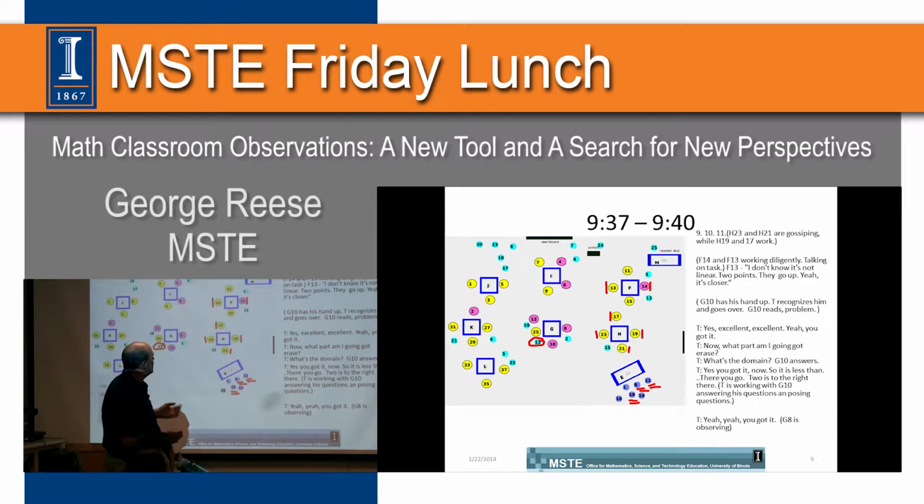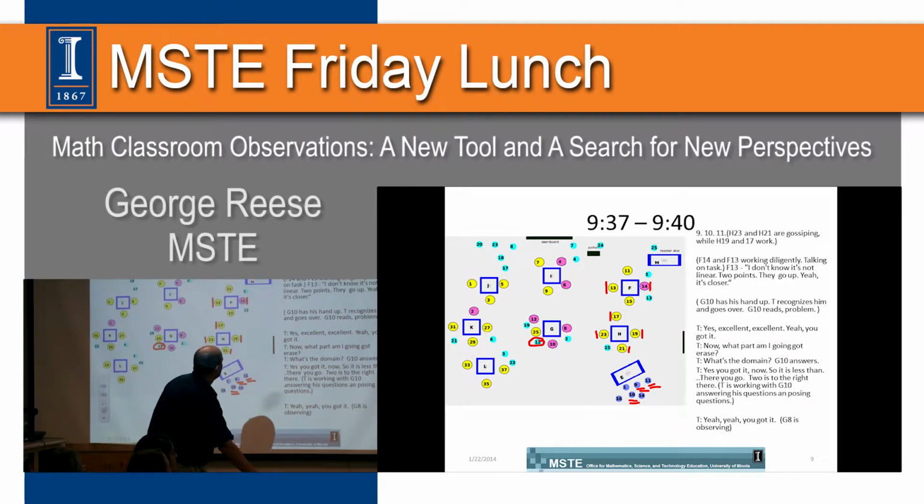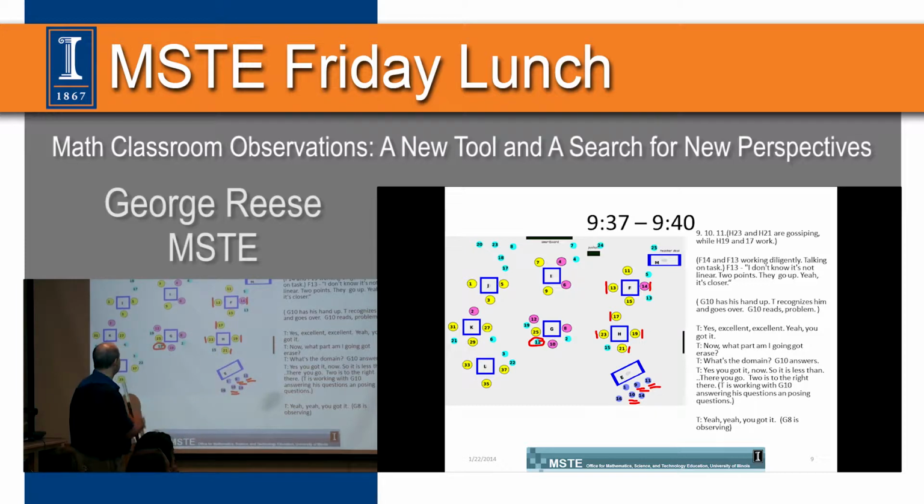F13 is saying, I don't know, it's not linear. 2 points. They go up. Yeah, it's closer. G10 has his hand up over here. T recognizes him and goes over. That's 12. So after I'd taken those notes, the teacher goes over here. And G10 reads the problem. T: Yes, excellent, excellent. Yeah, you got it.